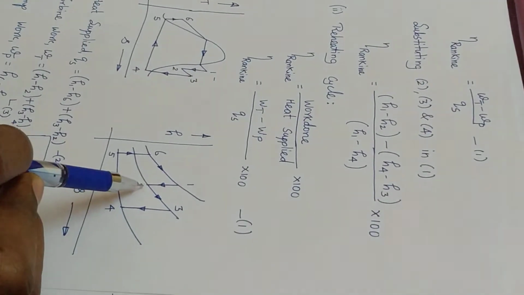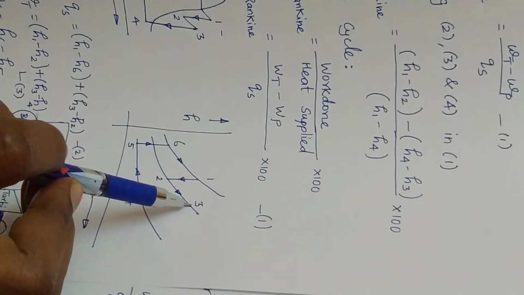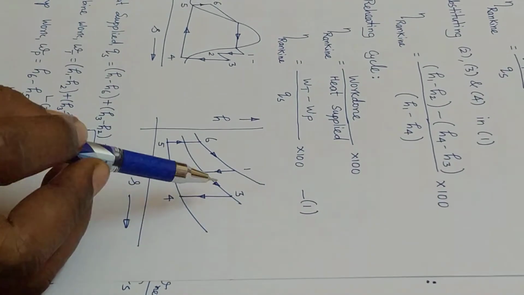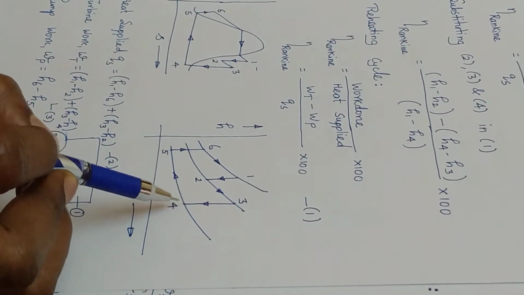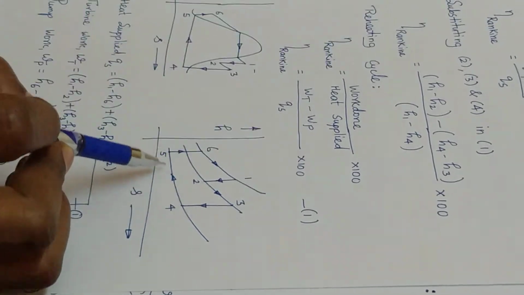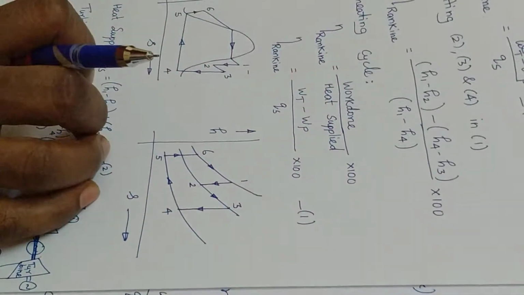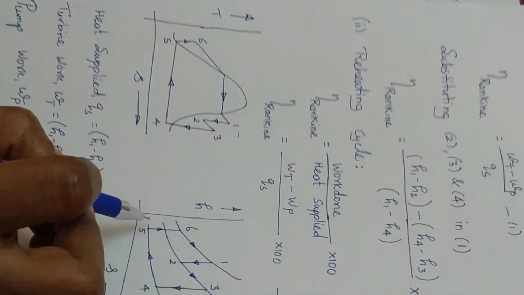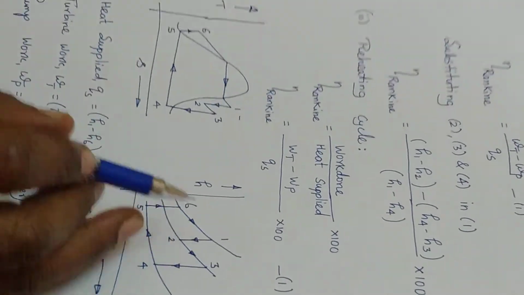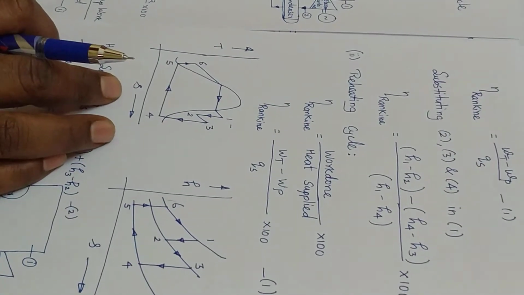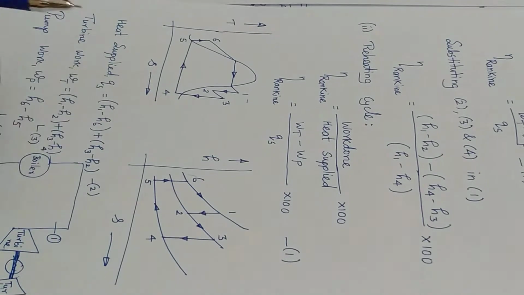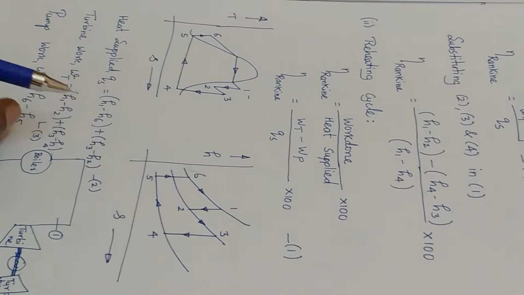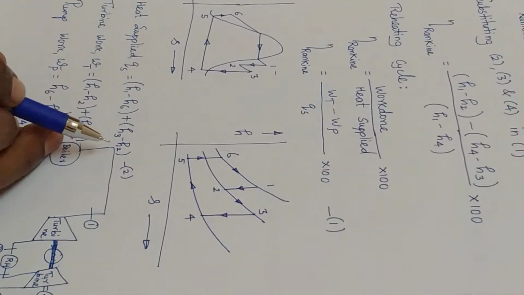1 to 2 is isentropic expansion, 2 to 3 is constant pressure heat addition in the reheater, 3 to 4 is isentropic expansion in the low pressure turbine, 4 to 5 is constant pressure heat rejection in the condenser, 5 to 6 is isentropic compression in the pump, and 6 to 1 is constant pressure heat addition in the boiler. The heat supplied Qs is equal to H1 minus H6 plus H3 minus H2.